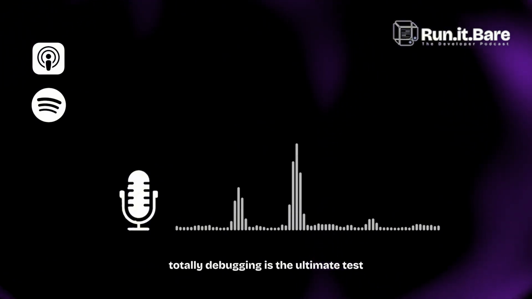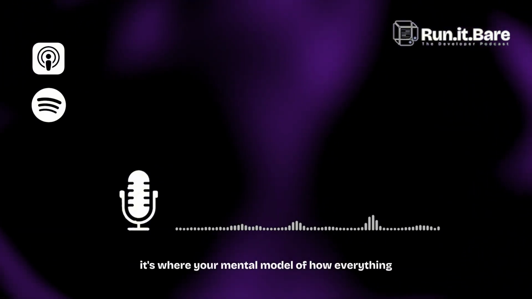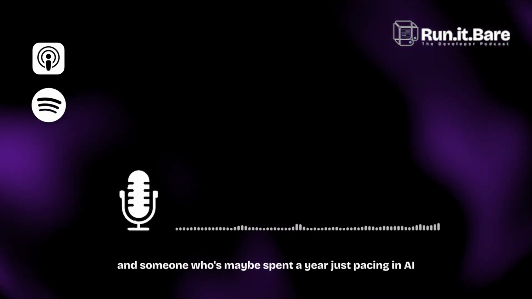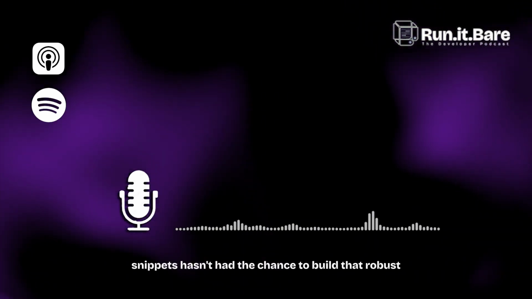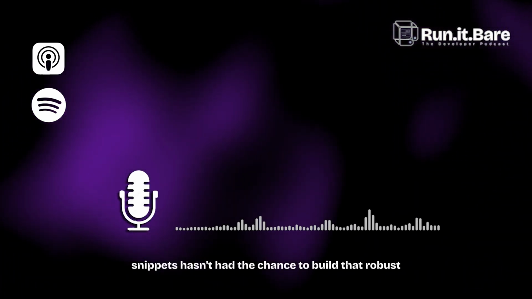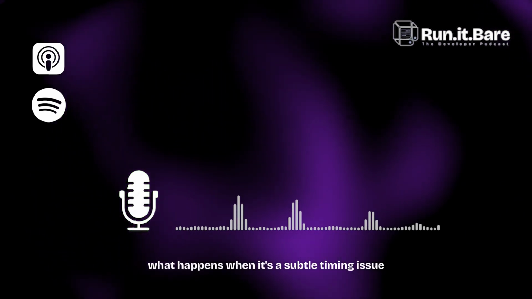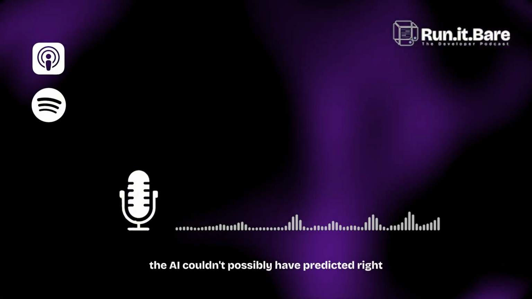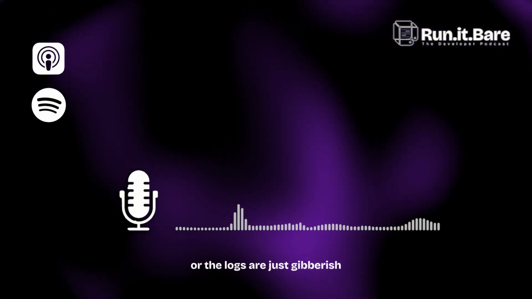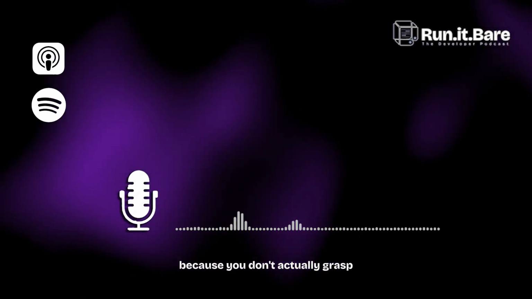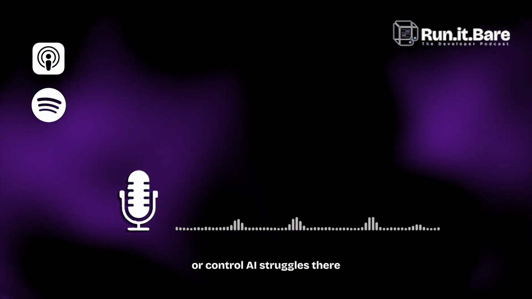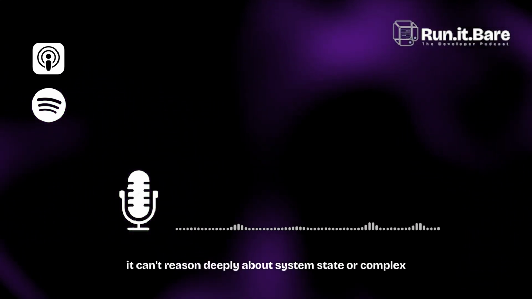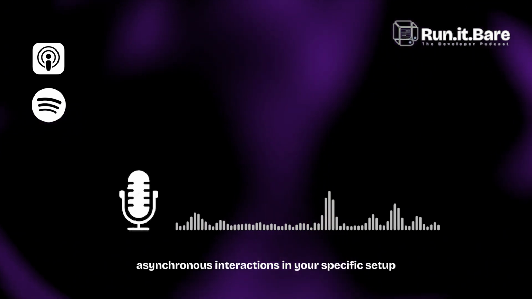Totally. Debugging is the ultimate test. It's where your mental model of how everything fits together either holds up or just completely falls apart. Exactly. And someone who's maybe spent a year just pasting in AI snippets hasn't had the chance to build that robust mental model. What happens when it's a subtle timing issue, a race condition, or some weird state mutation the AI couldn't possibly have predicted? Right. Or the logs are just gibberish because you don't actually grasp the underlying flow of data or control. AI struggles there. It can't reason deeply about system state or complex asynchronous interactions in your specific setup.